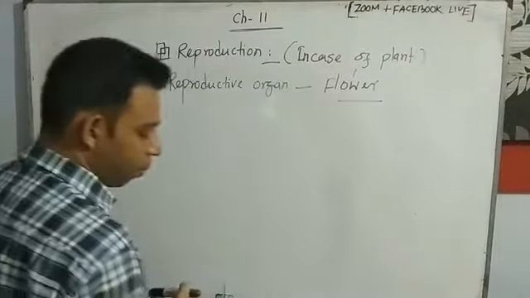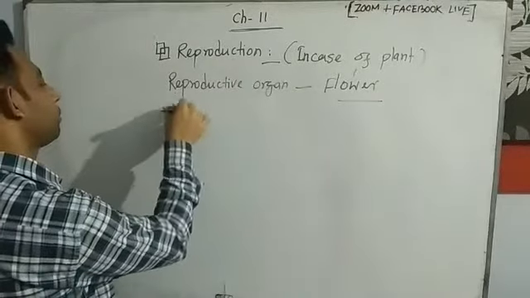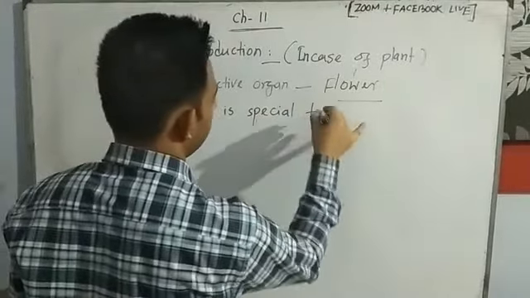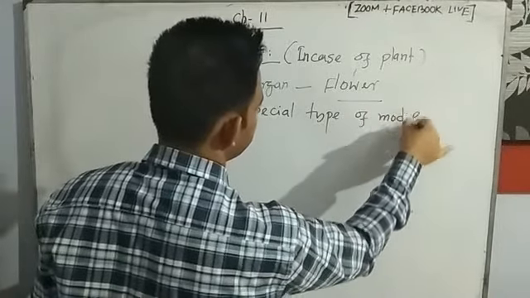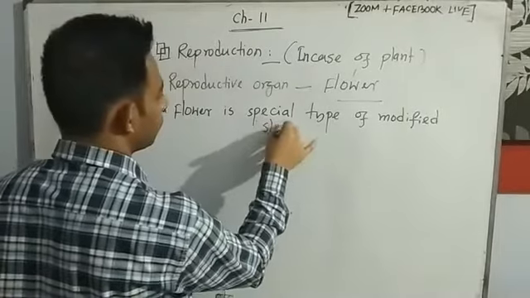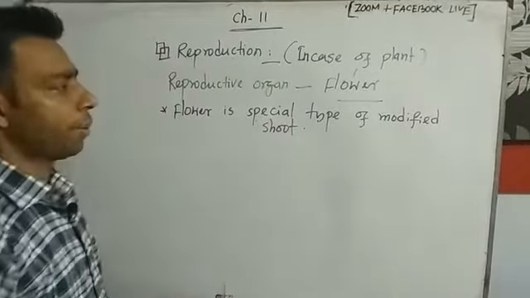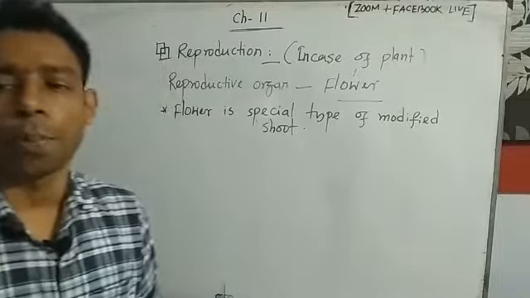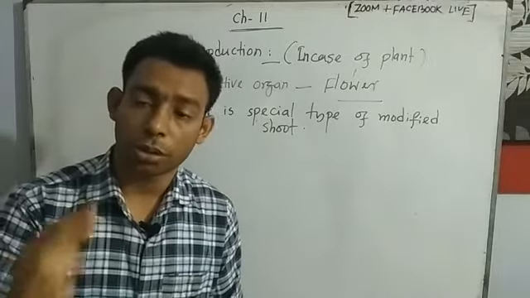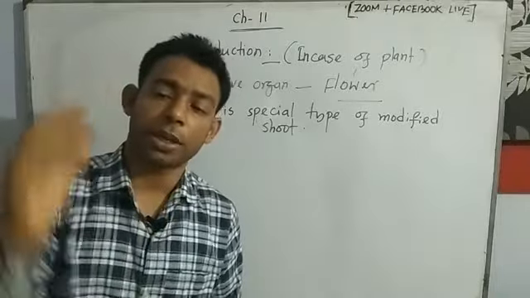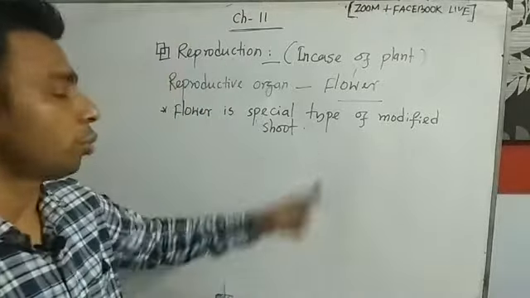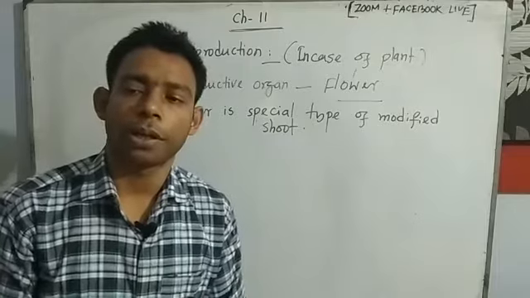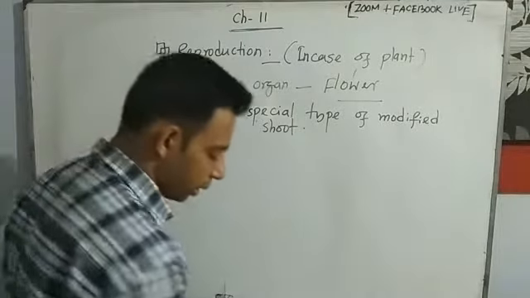Flower is a special type of modified shoot. Shoot, not root. Shoot is the part up to the stem, above the stem; the full part is called shoot. So when the shoot is modified into different parts and attractive parts of the plant, we can say it is the flower.